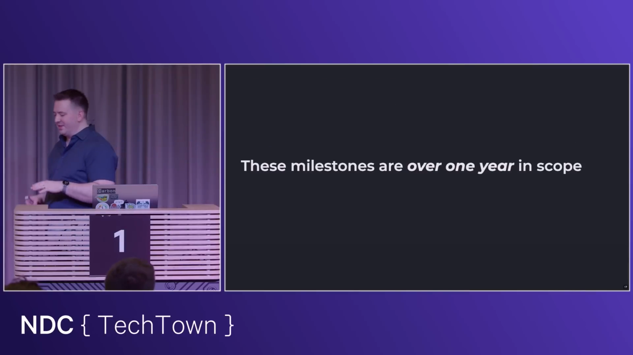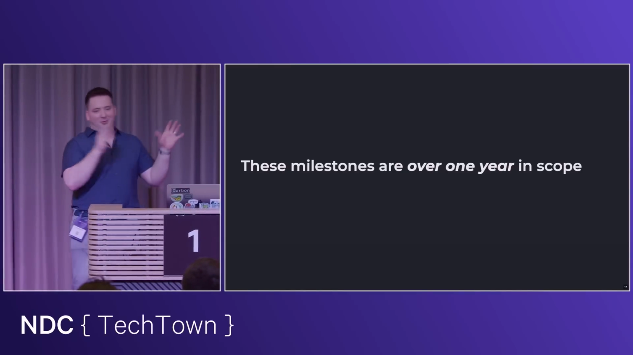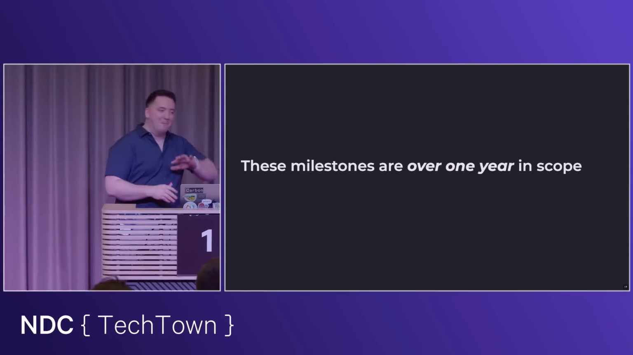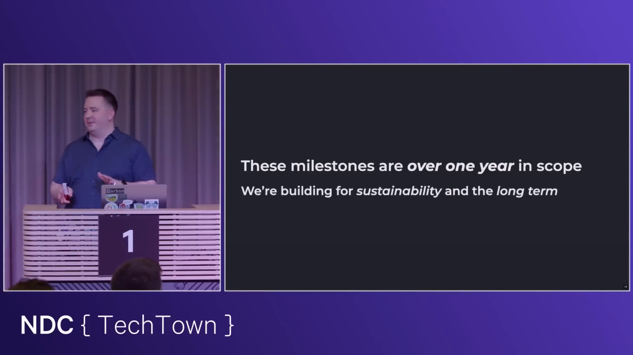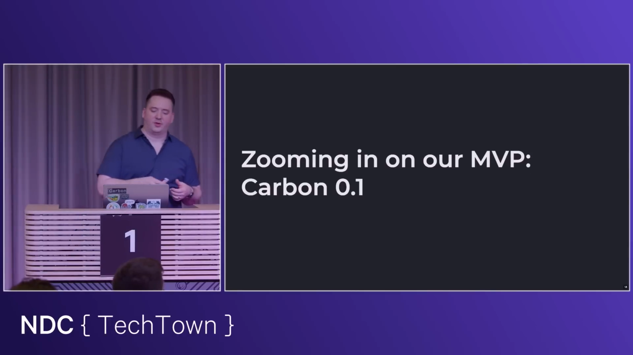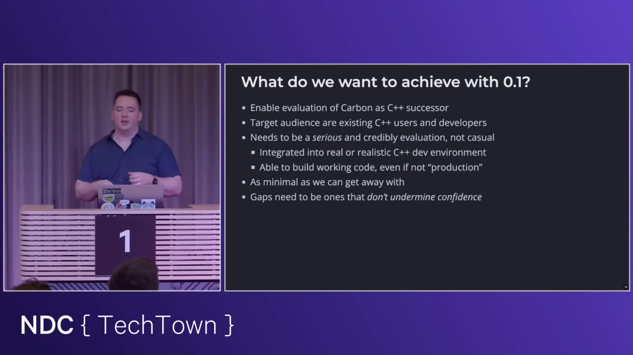And that's something I just want to emphasize. These milestones are not short-term milestones. We're not going to do this in the next 100 days or something like that. These are multi-year milestones. We're really building for sustainability and for the long term. We're not trying to do anything short-term here. And so with that, I want to zoom in a little bit on this MVP and Carbon 0.1 and talk about it in more detail.